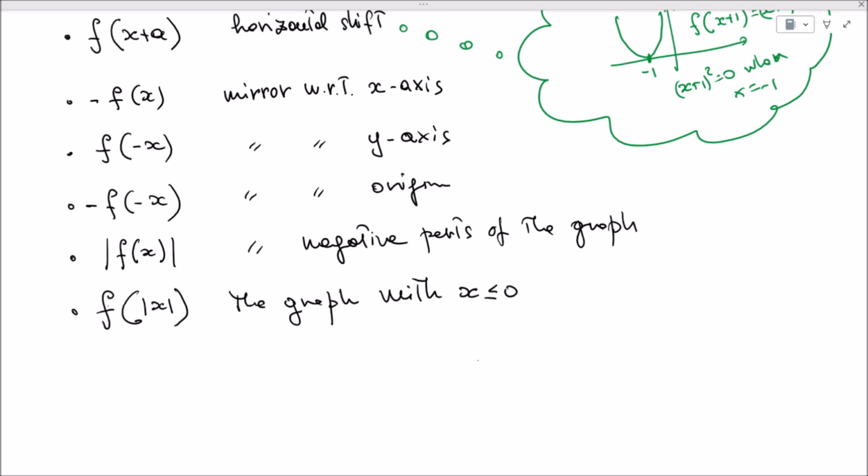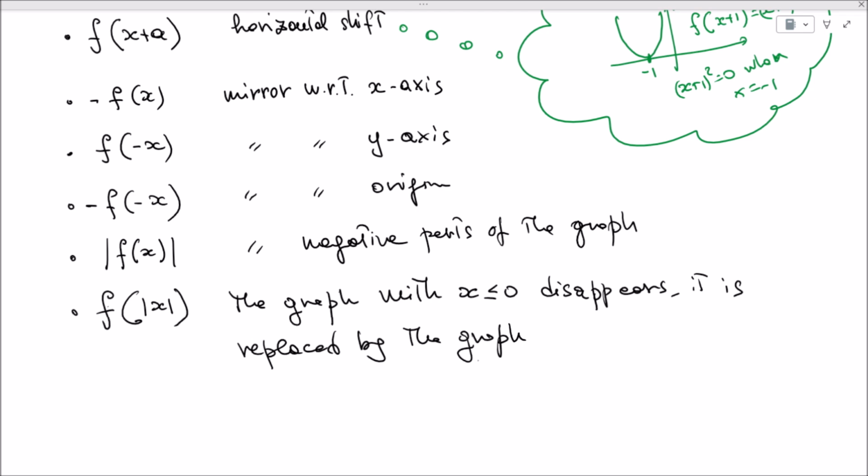But for negative x, it happens that the graph with x less than or equal to 0 disappears, and it is replaced by the graph with x larger than or equal to 0 mirrored with respect to the y.